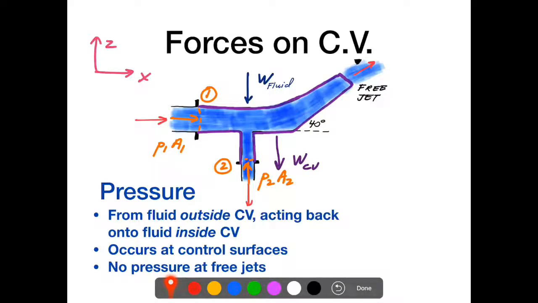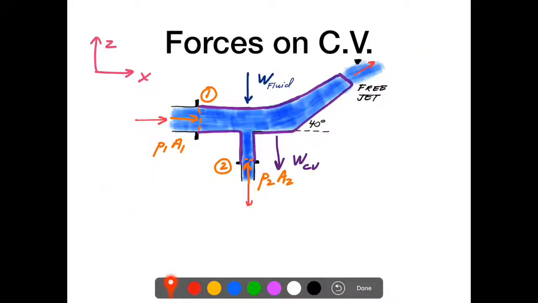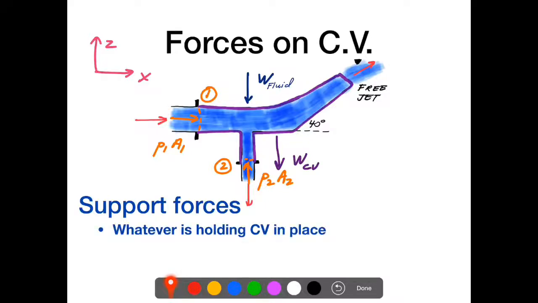Section 2, P2A2. So notice it's acting back in on the control volume. That's the key with the pressure force. And I'm going to go ahead and write in a P3A3 up there. Obviously the P3 is 0, but sometimes you have to deal with that. And for the pressure, you would actually need to break that into the vector components in the x and z. So another force that comes into play is the support force. The support force is actually what we're thinking about and what we're trying to figure out.